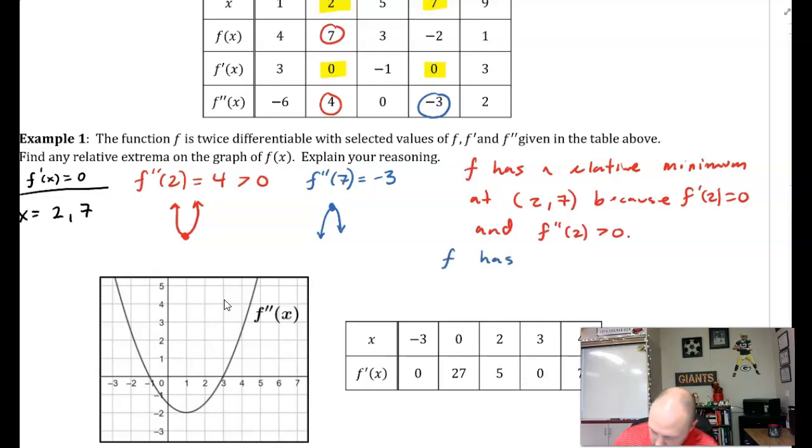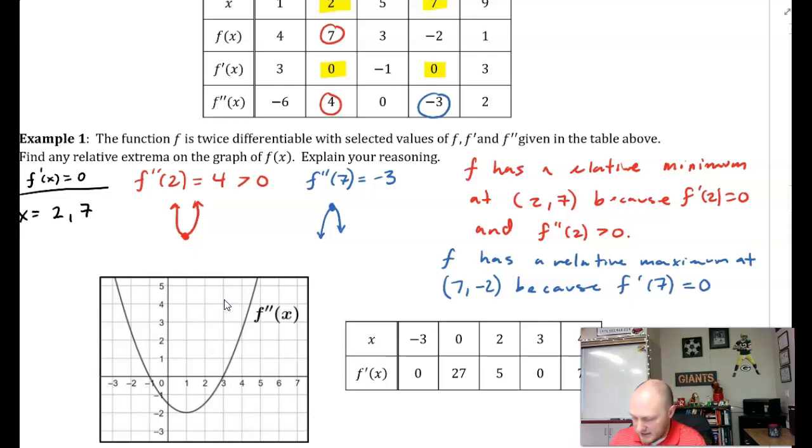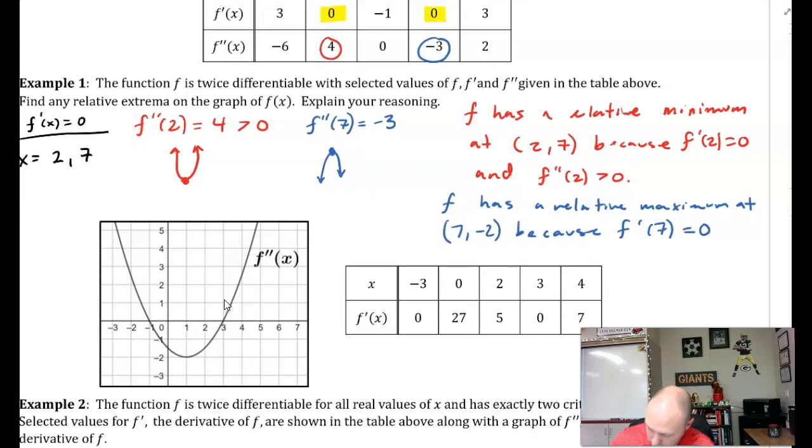F has a relative maximum at 7, -2 because f prime of 7 is equal to 0, right? That's what makes it a candidate. And then how do I know it was concave down? And f double prime of 7 was less than 0. Okay, so it's concave down and therefore must be a maximum.